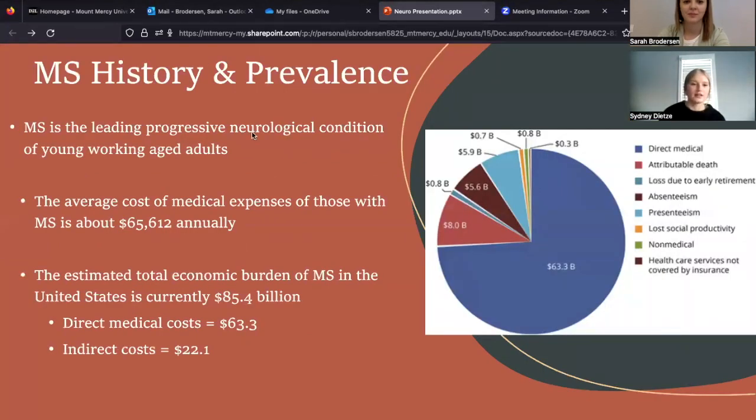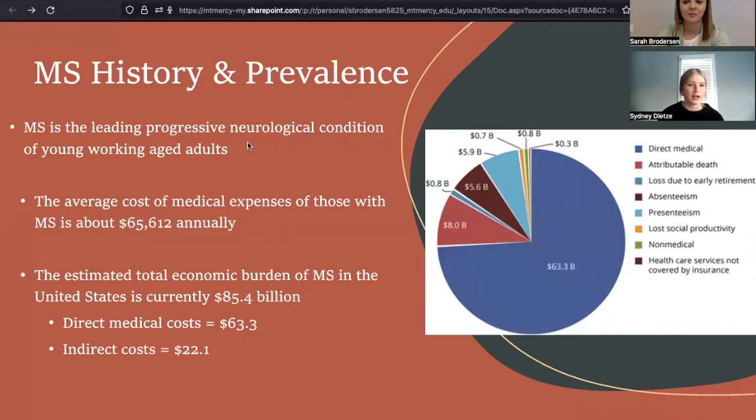So this slide just kind of describes the economic burden of MS in the United States today. So MS is the leading progressive neurological condition of young working-age adults. The average cost of medical expenses of those with MS is about $65,612 annually. Disease-modifying therapies are actually estimated to be a large portion of this cost.